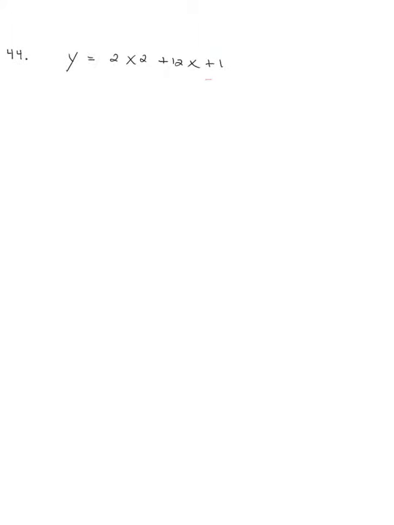For this one, not only do we have to subtract 1 from both sides to give us y minus 1 is equal to 2x squared plus 12x, but we're also going to divide both sides by 2.